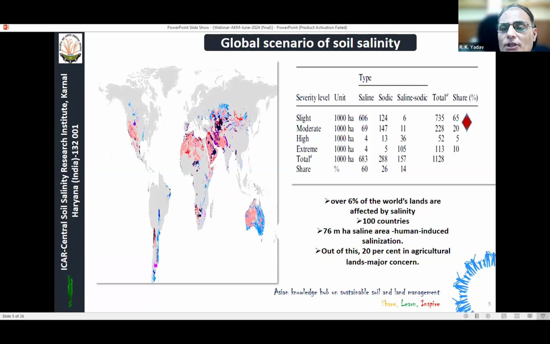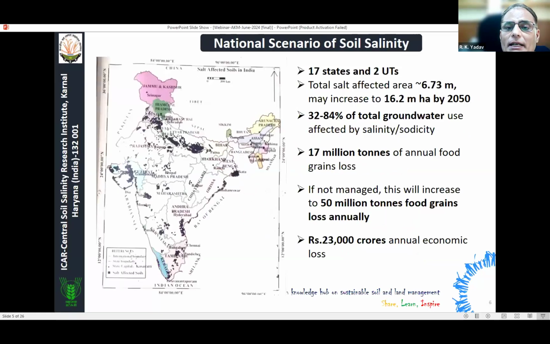There are different types of salt-affected soils, and we categorize them on the basis of the availability of the salts, right from the slight, moderate, high, and extremes. And when you see only the first two categories, that is the slight and moderate, it comes out to be 85%. So we can say that 85% land of the salt-affected soils can be managed easily with small interventions by devising certain technologies.